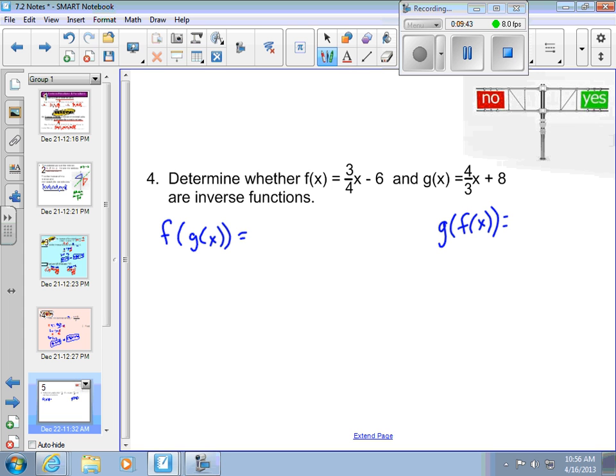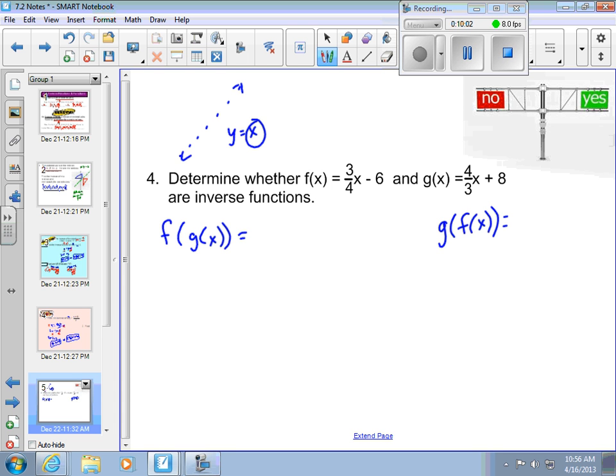If they're inverses, we should get the line of reflection. Recall our line of reflection, anytime you do an inverse, is that 45-degree line, y equals x. So if these truly are inverses, we should get x when we do the composition. So let's try it out.